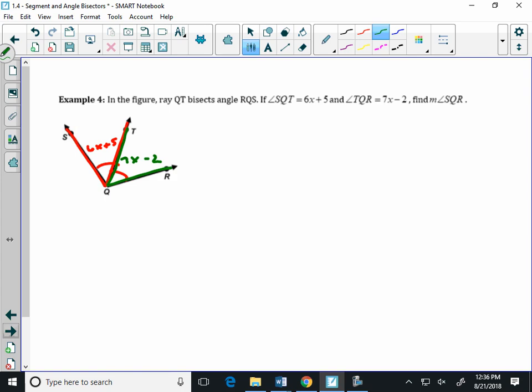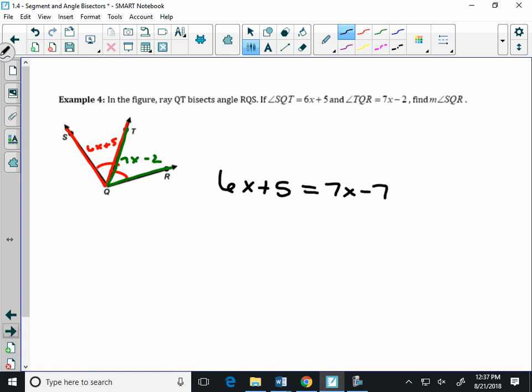Again, it didn't specifically say, hey, find x. But we have to find it anyways. Where did we get that number from? Logan, how do we set this problem up to solve? 6x plus 5 equals 7x minus 2. We got it. We have a bisector. We know they're the same. Set them equal and then solve.